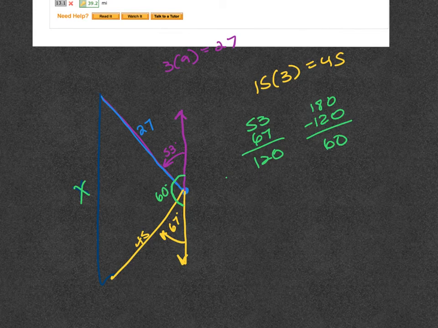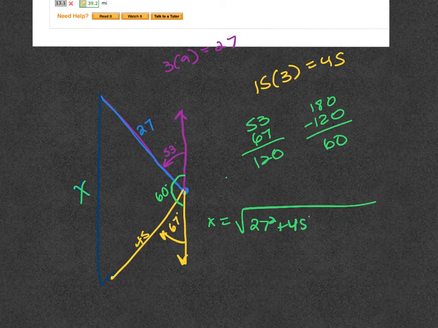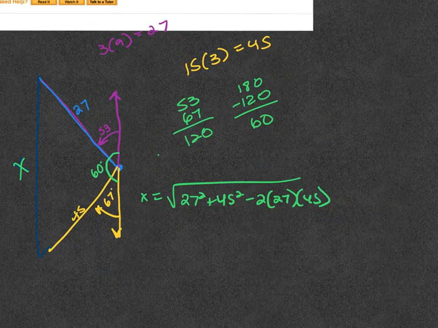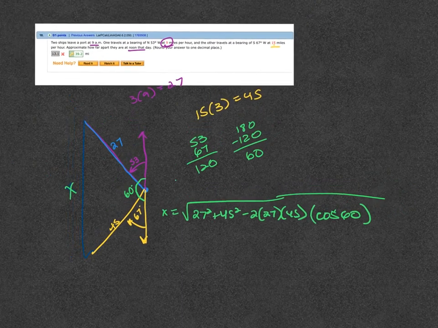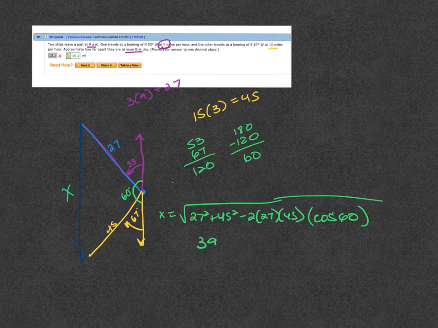So I would get this, the x, whatever that x is, equals the square root of 27 squared plus 45 squared minus 2 times 27 times 45 times the cosine of 60. Which in this case is 39.2, and it's in miles.